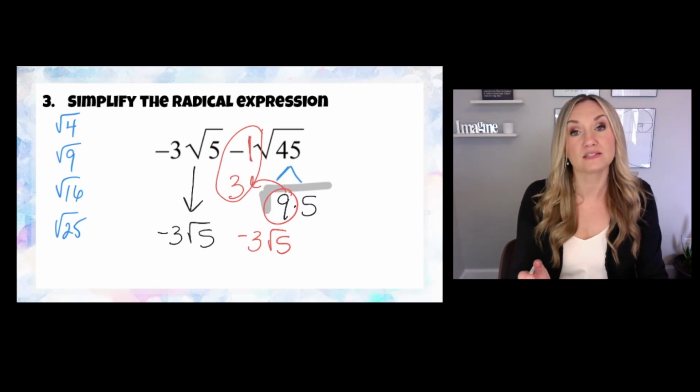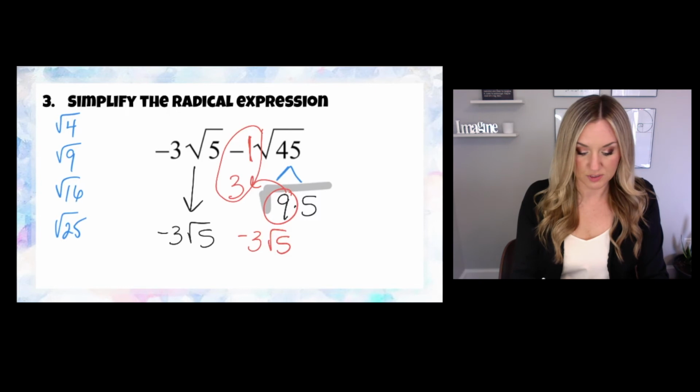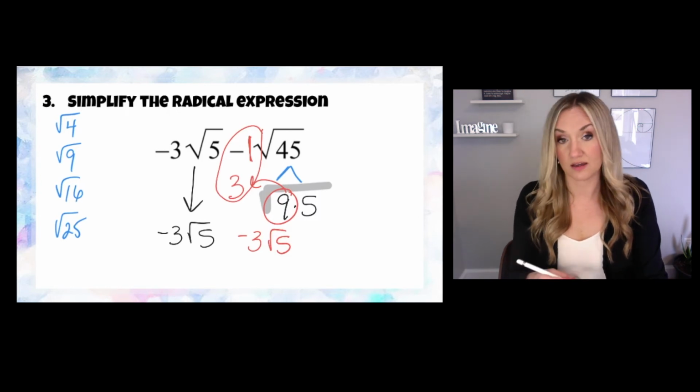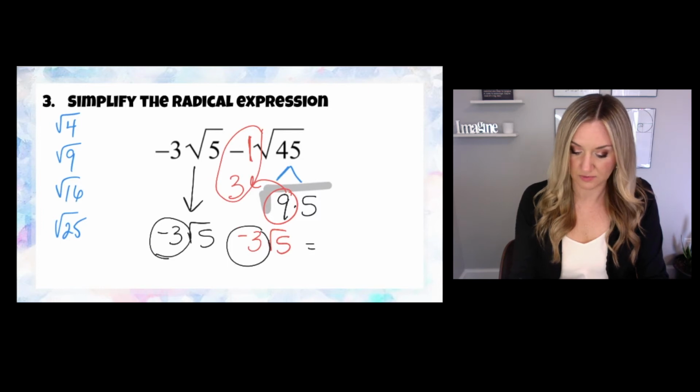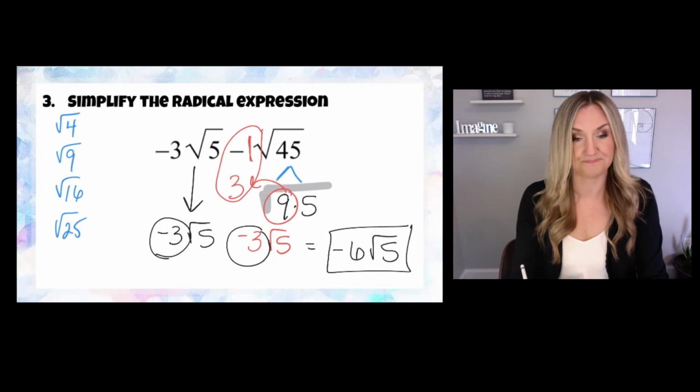And now we can subtract those two fractions. So I owe you 3 root 5, and then I owe you another 3 root 5, and so really negative 3 plus a negative 3 is a negative 6 root 5, and you are done.